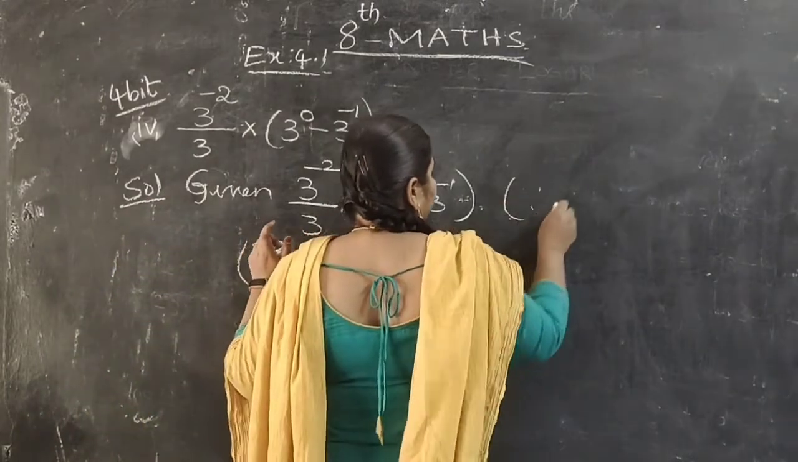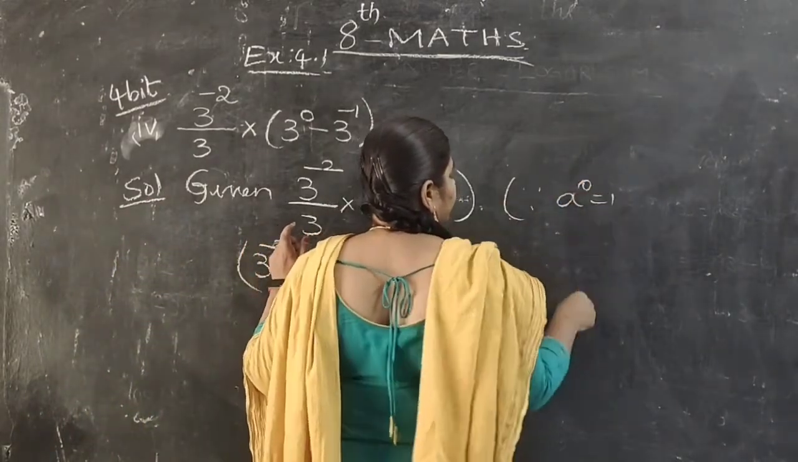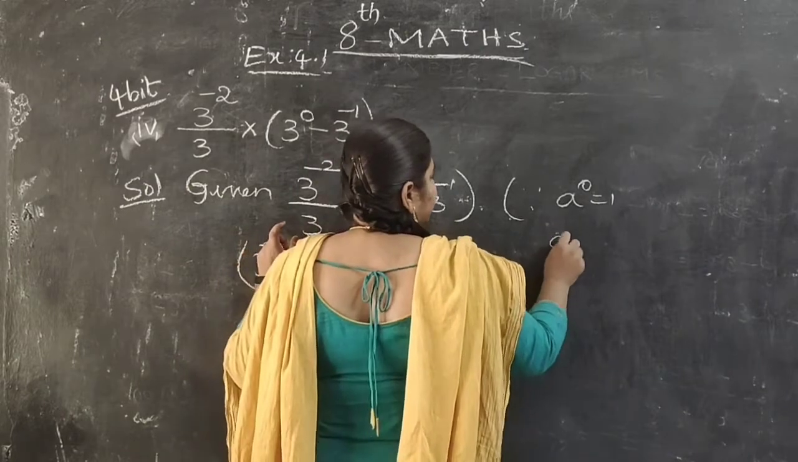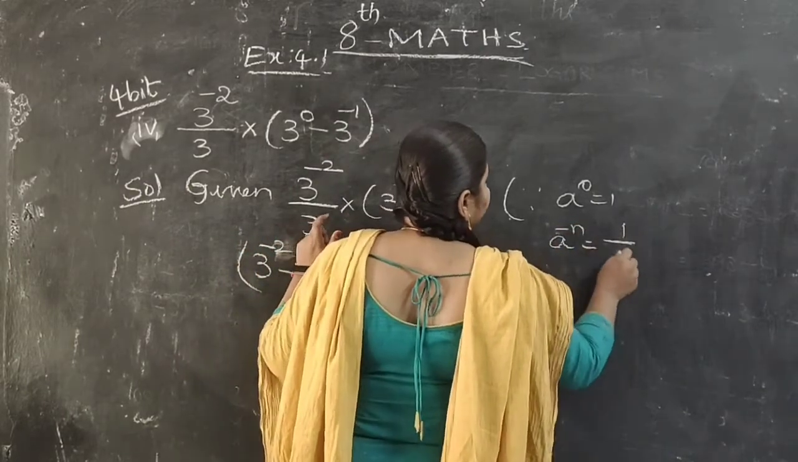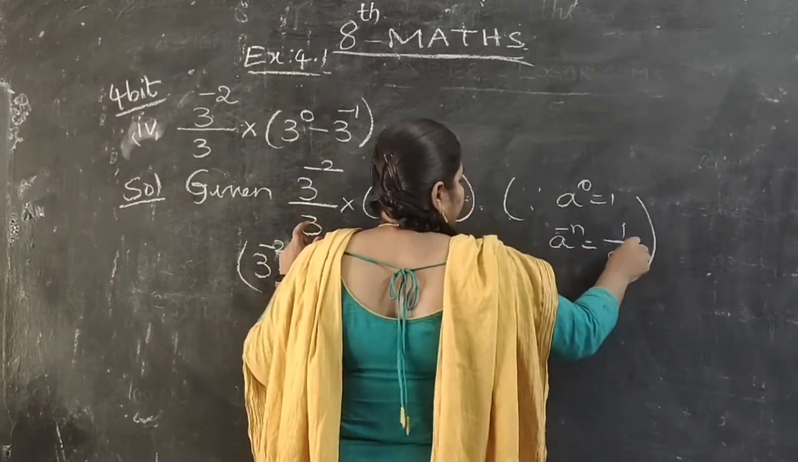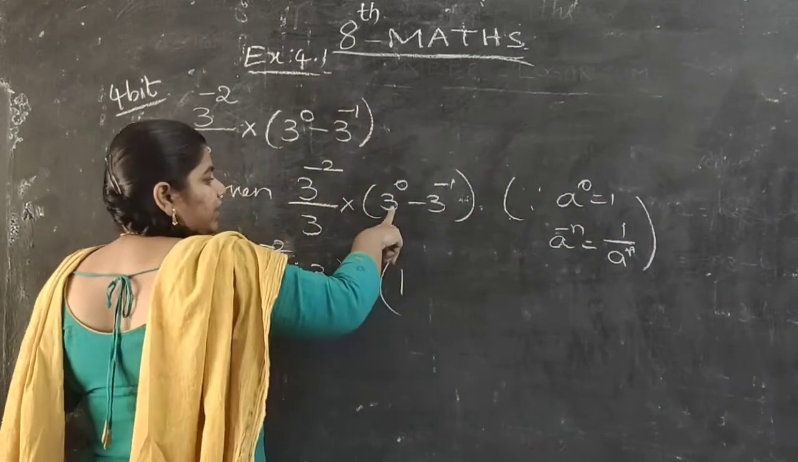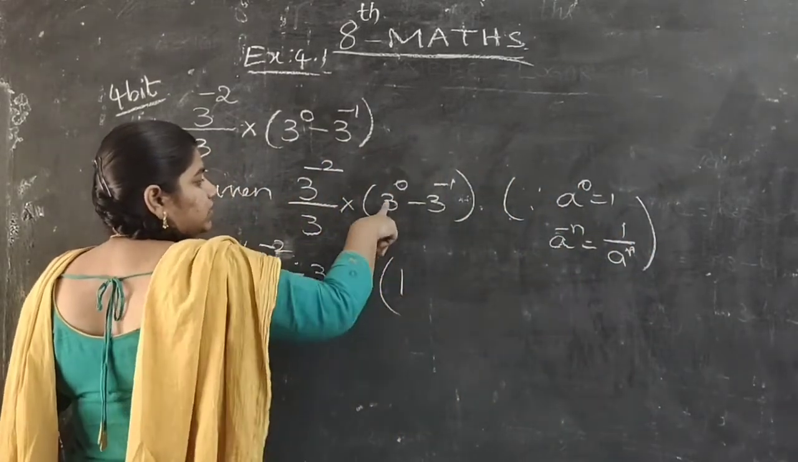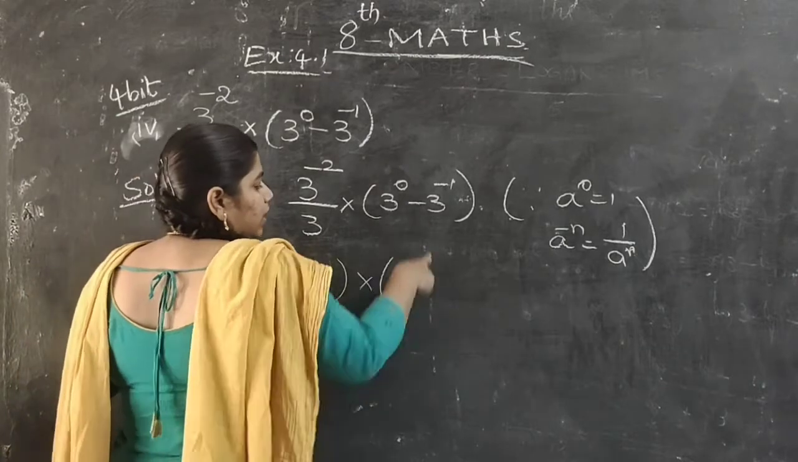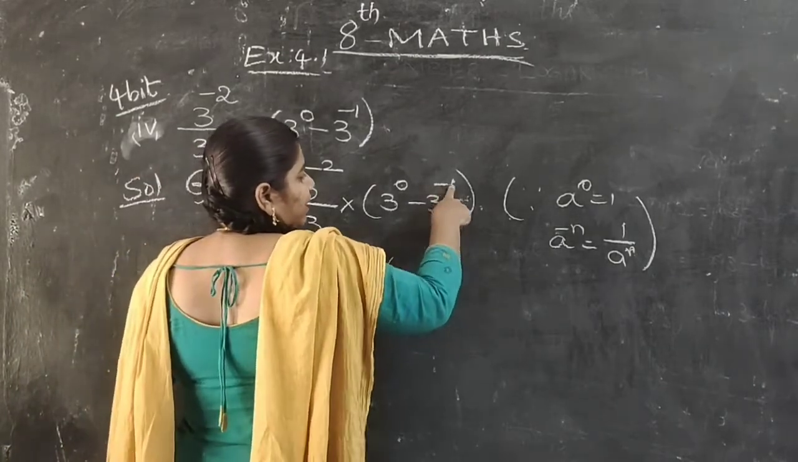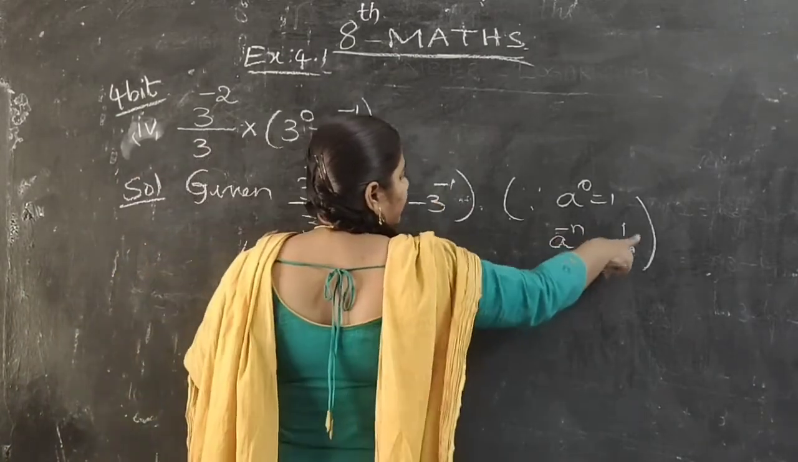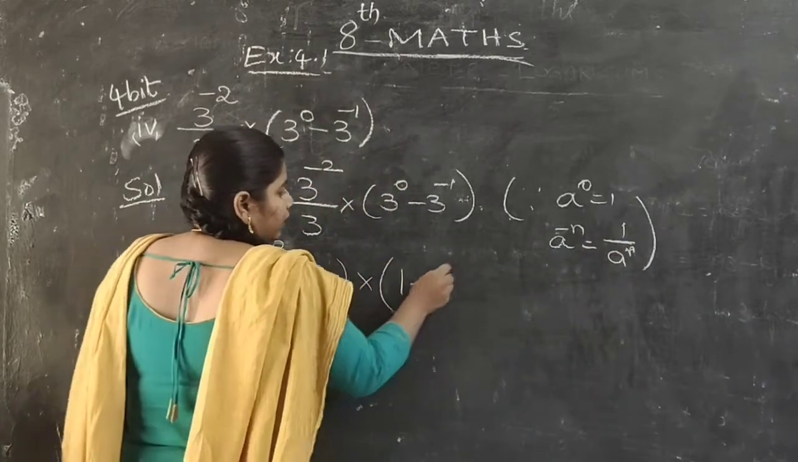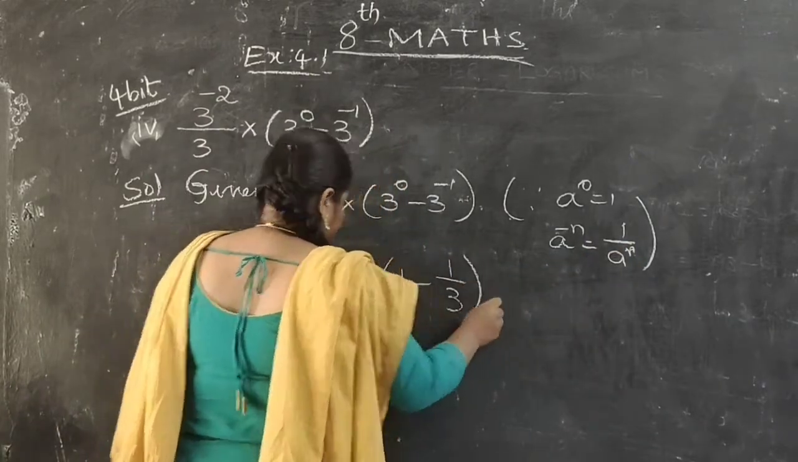So which formula are we using here? A power 0 is equal to 1, and one more: a power minus n is equal to 1 by a power n. So these two formulas we are applying here. 3 power 0 is equal to 1, minus a power minus n, whose formula is 1 by a power n. So we can write it as 1 by 3 here.